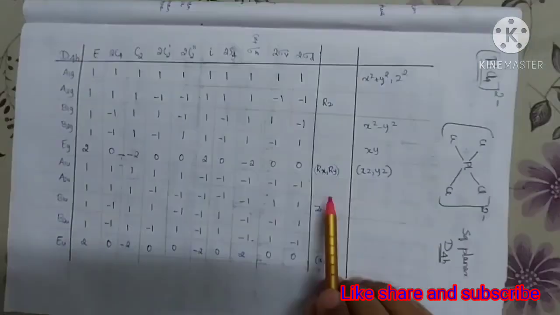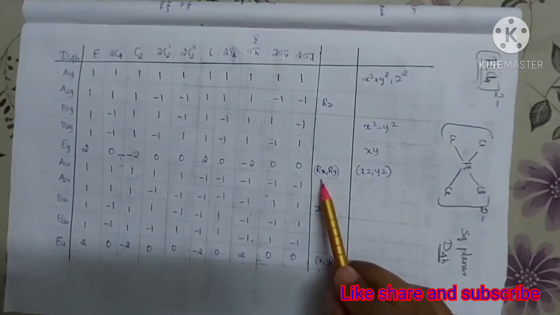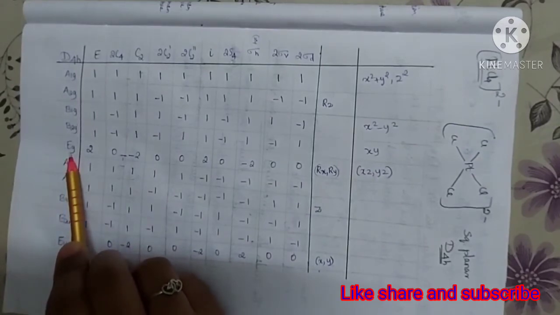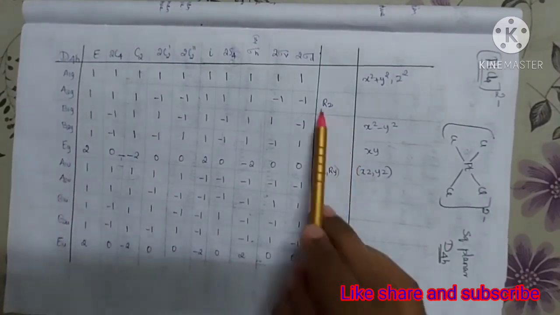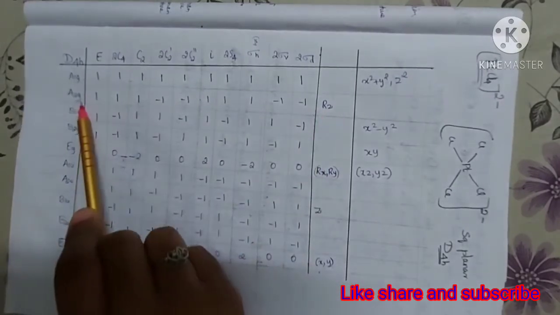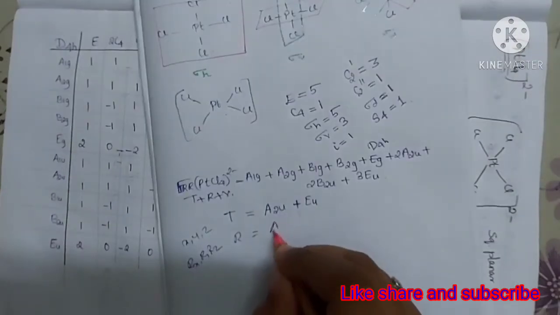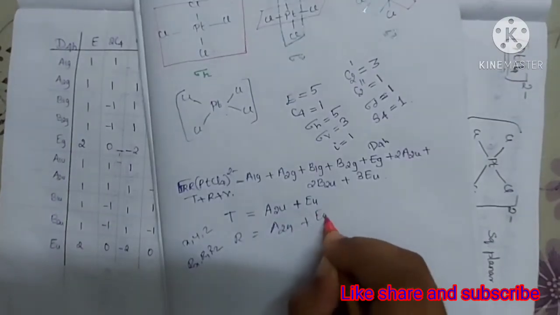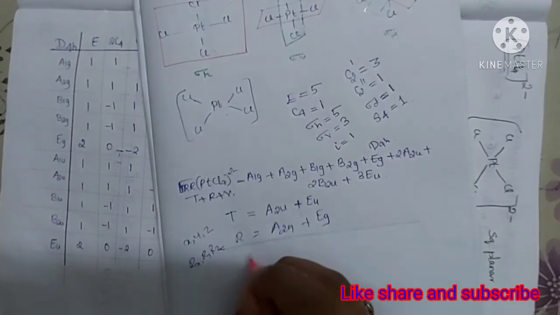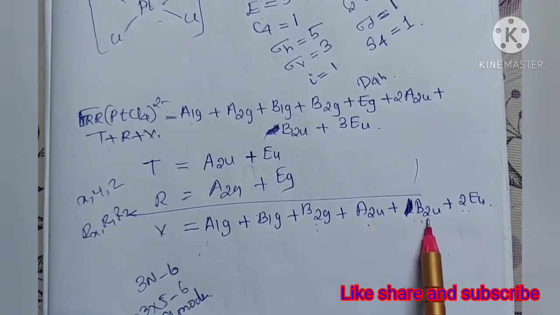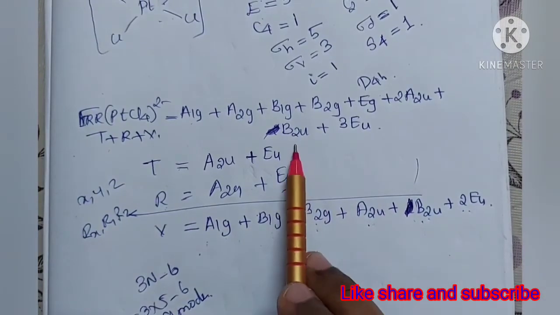And for rotation, you can see Rx and Ry together in a bracket, that is Eg. So it is a two-dimensional factor. So 1 Eg, and here you can see Rz in A2G. So 1 A2G and 1 Eg. And the remaining will give the vibrational modes. So the vibrational modes is A1G plus B1G plus B2G plus A2U plus 1 B2U plus 2 EU. So we have only 1 B2U.